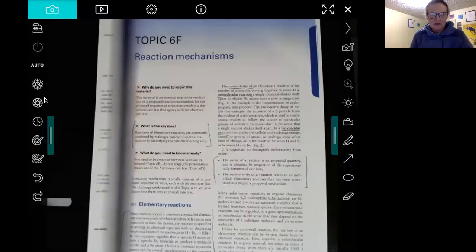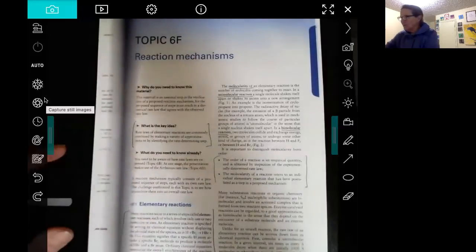Okay, we're about to start our last topic for the block. So 6F is on reaction mechanisms. So some of this you will have seen in 108, but not all of it.